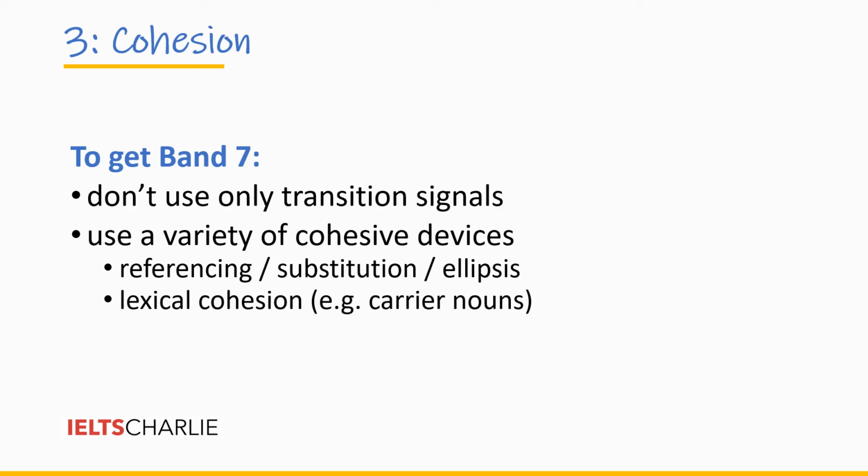There's also lexical cohesion, which is about using synonyms. So you say the same thing in different ways. Carrier nouns are also a very good way of ensuring lexical cohesion. Carrier nouns are words like problem, solution, development, words that summarize lots of different things using one word. Relative pronouns are another good way of using cohesion, and conjunctions.